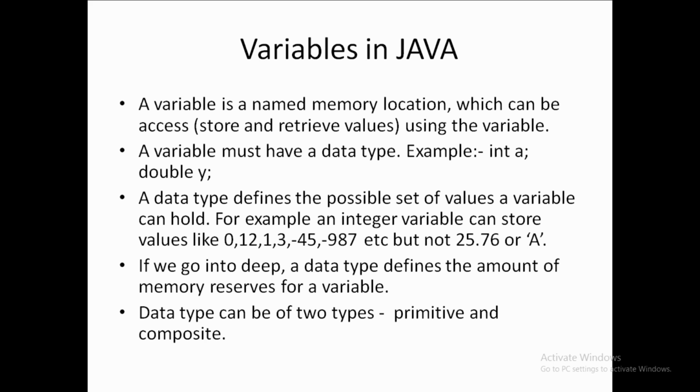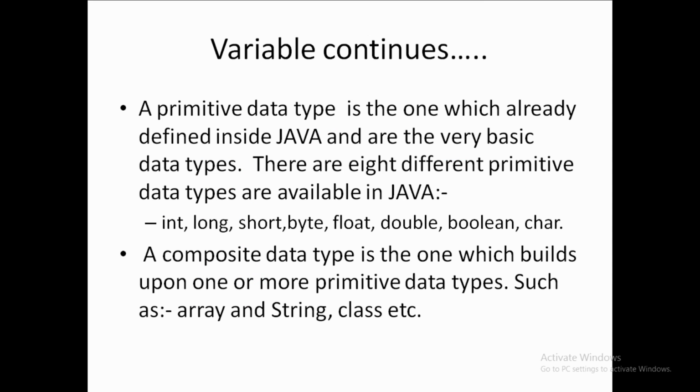Now Java has two types of data types, namely primitive type and composite type. A primitive data type in Java is a very basic type which is already declared inside Java. There are 8 primitive data types already declared inside Java, such as int, long, short, byte, float, double, boolean, and char.